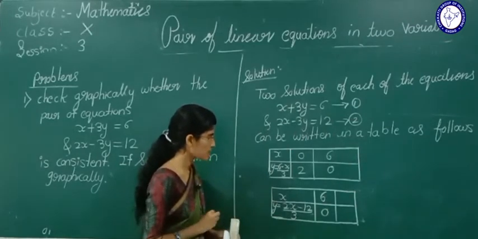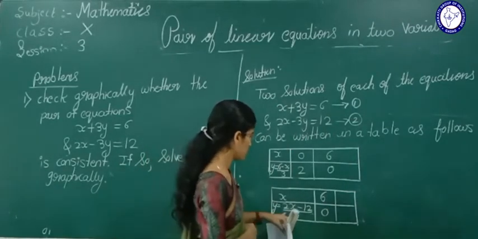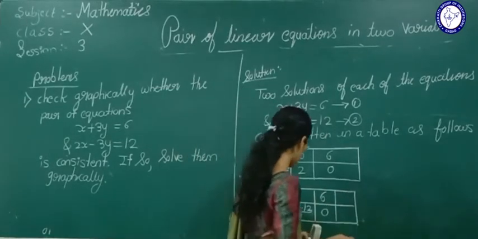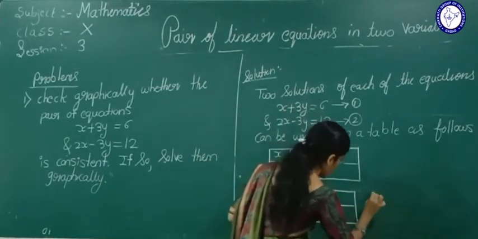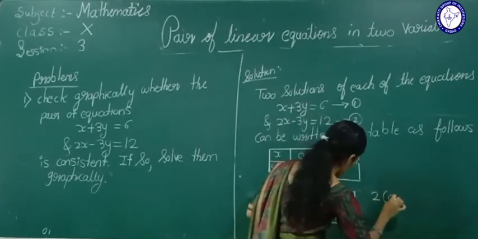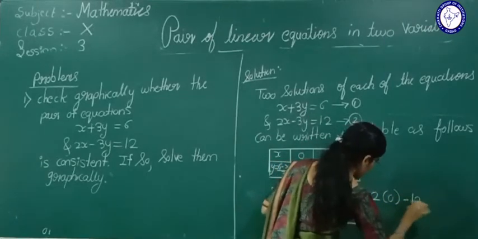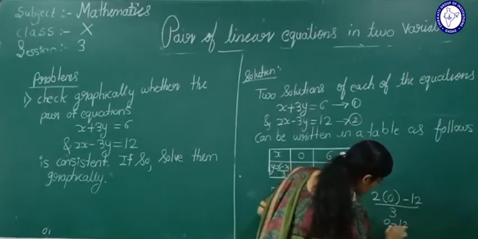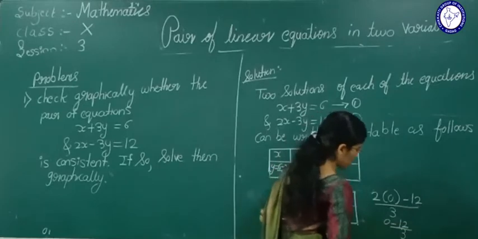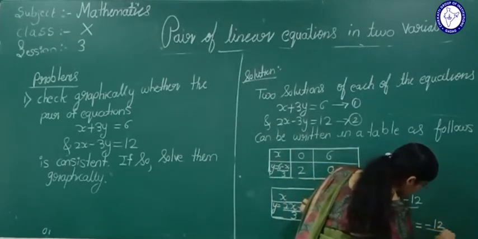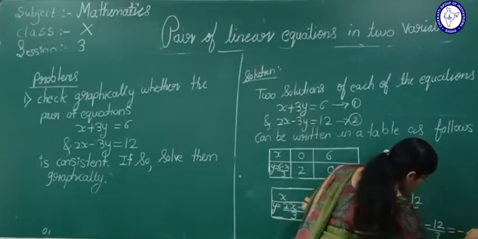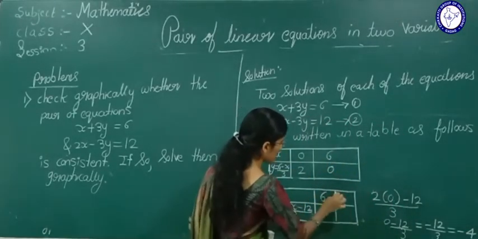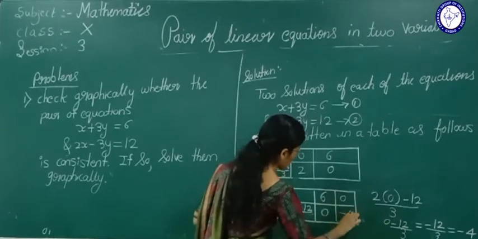Now again take the values of x. If I take x value as 0, what will happen? Two zeros are 0. 0 minus 12 divided by 3. What is minus 12 divided by 3? It will come minus 4. When x value is 0, y value is minus 4.